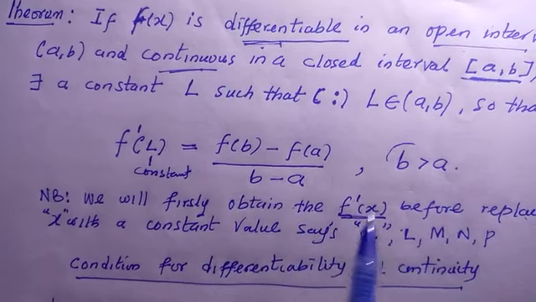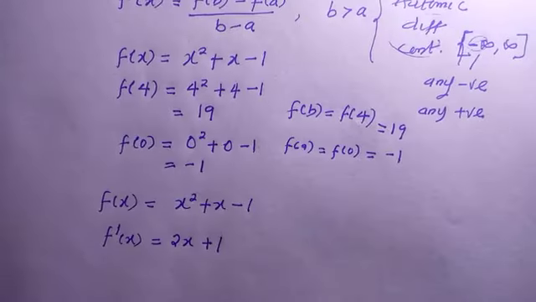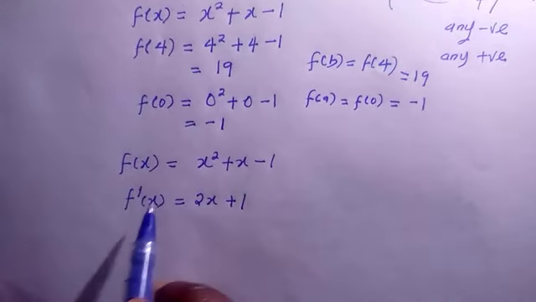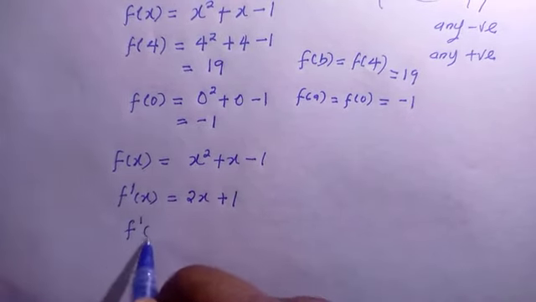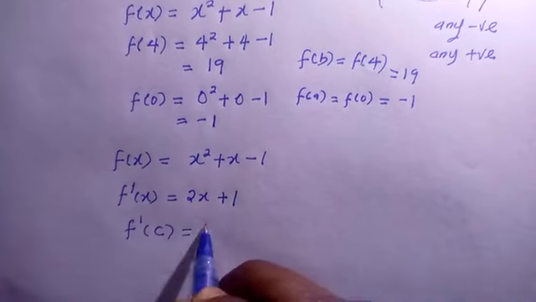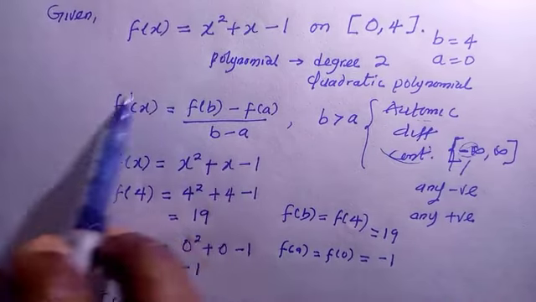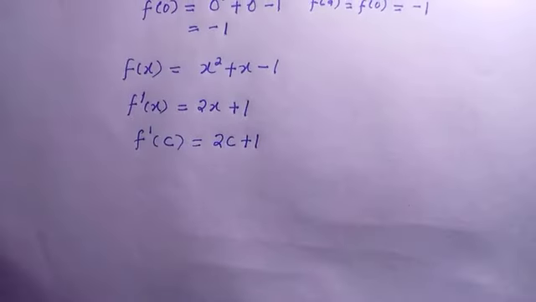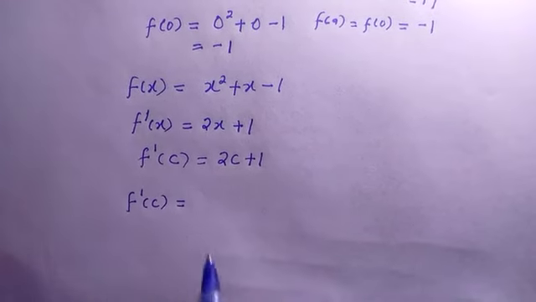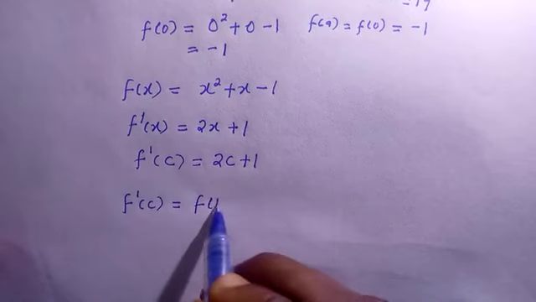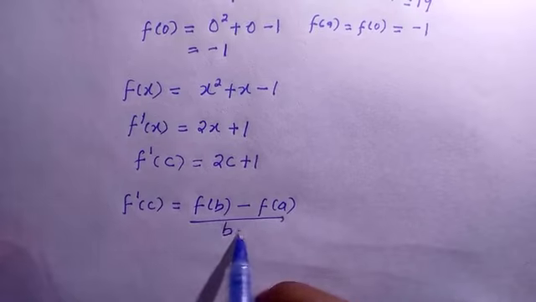From this, the next thing is, as I stated earlier, that we are going to replace x with a constant value. But before you replace it, you must make sure that you differentiate. So now, don't forget it's f prime, we replace x with c. Anywhere I see x here, I replace it with c. So we have 2c plus 1. Then we can add back to the given formula for MVT, the mean value theorem, as f prime of c equals f of b minus f of a divided by b minus a.